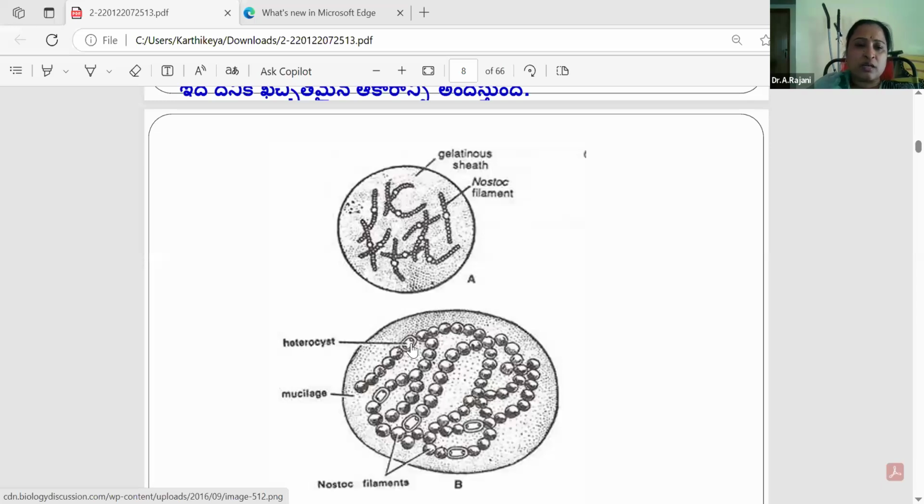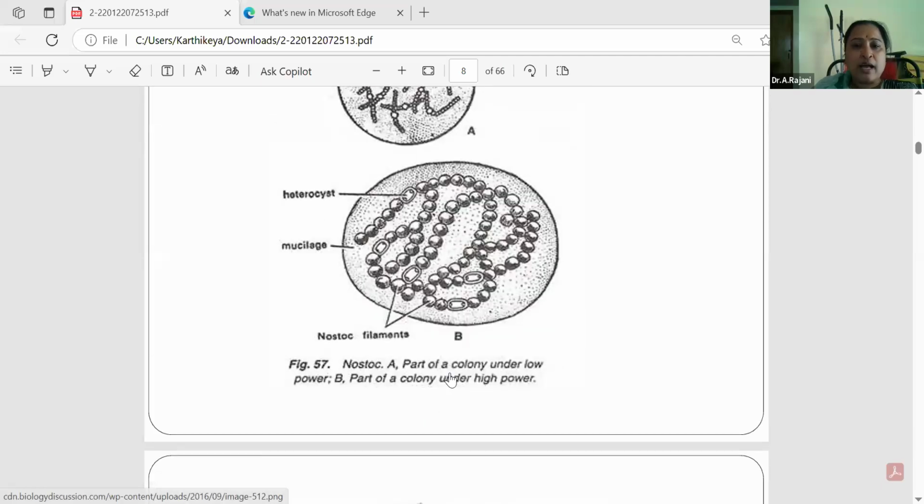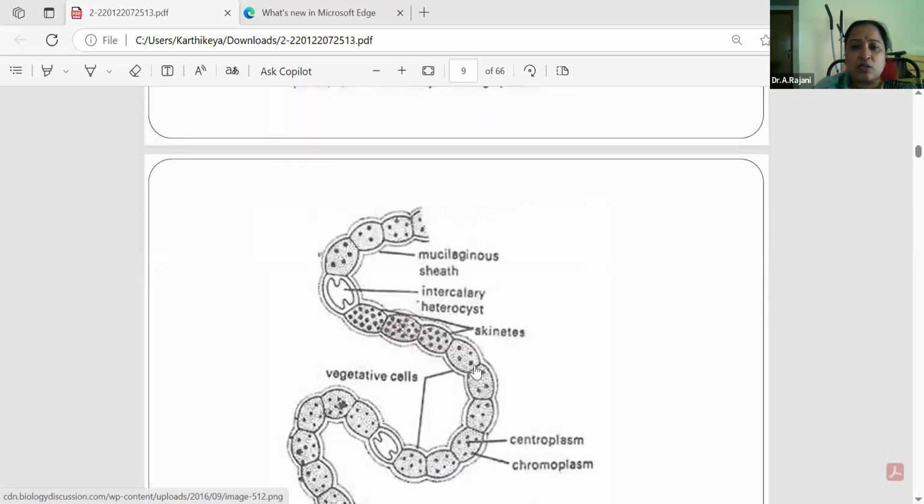These heterocysts are generally intercalary, but in the young condition, they may be terminal. Two polar nodules are present in each heterocyst. Some cells of the filament become enlarged and filled with food material. These are thick-walled cells, called akinetes. Both are there: heterocysts and some akinetes also.